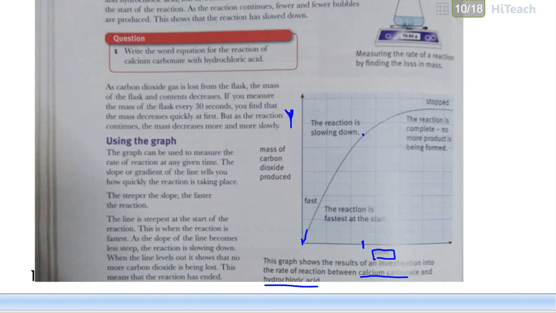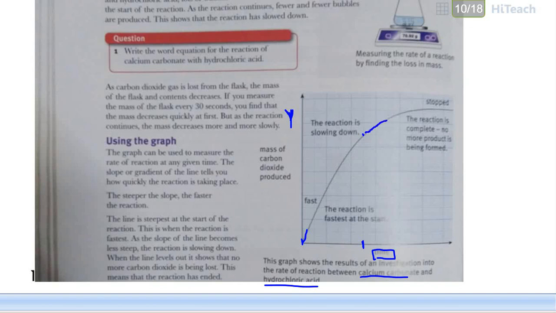As you see, if you want to describe this graph, you can tell it is steepest at the start of the reaction, because at the beginning of this reaction you will see a lot of carbon dioxide bubbles produced. Okay, so the line is steepest, as we said, at the start of the reaction, and this is when the reaction is fastest.